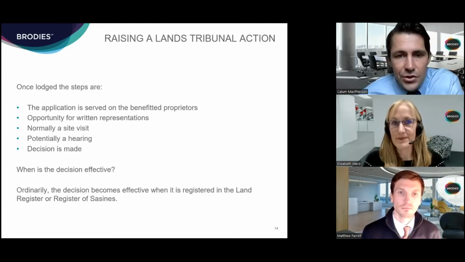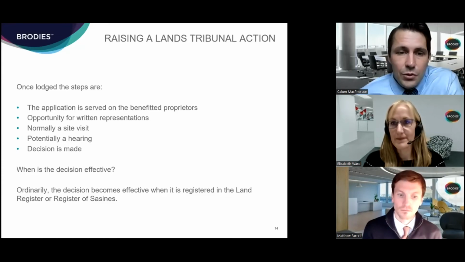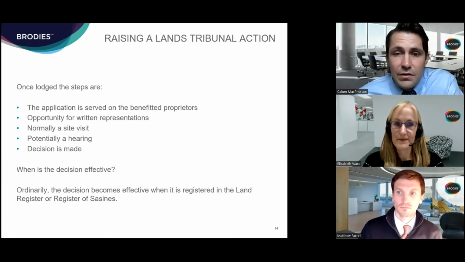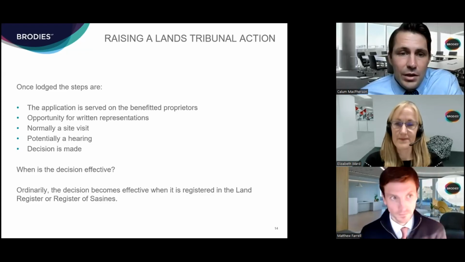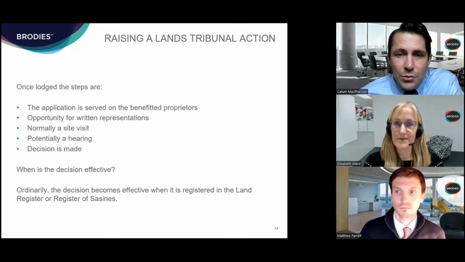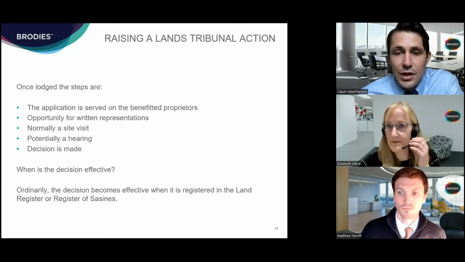Once the application is lodged, it is served on the benefited proprietors. So if defended, there will normally then be a period for written representations, and then a site visit followed by either a hearing in which oral submissions can be made, or it may be that you go straight to determination. The tribunal put a lot of emphasis on the site visit. If it's clear the retail park needs new tenants, as there are empty units, tenants of poor quality, this will likely bear heavily on their judgment.